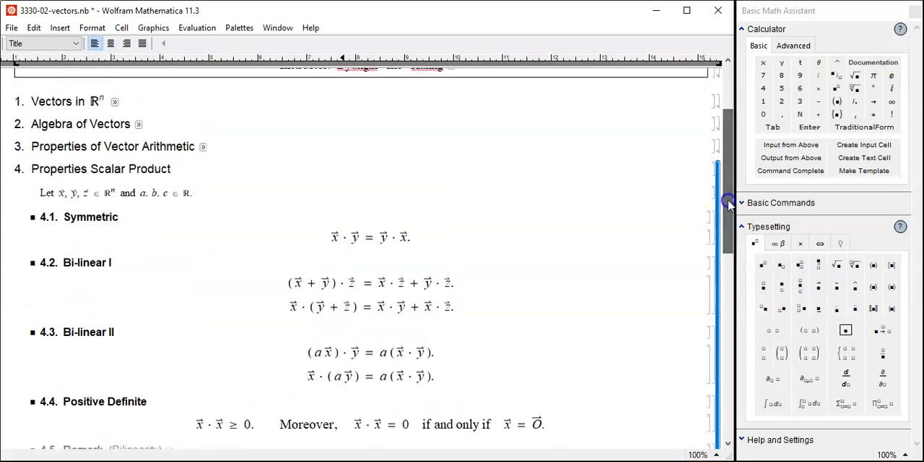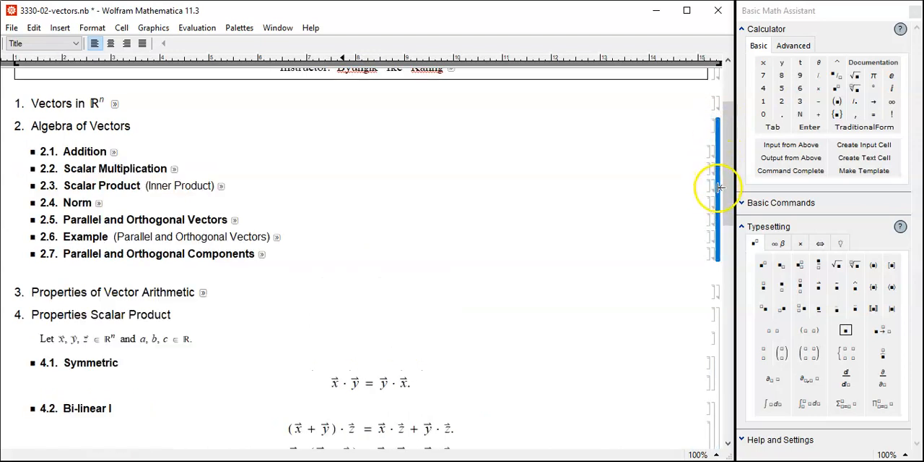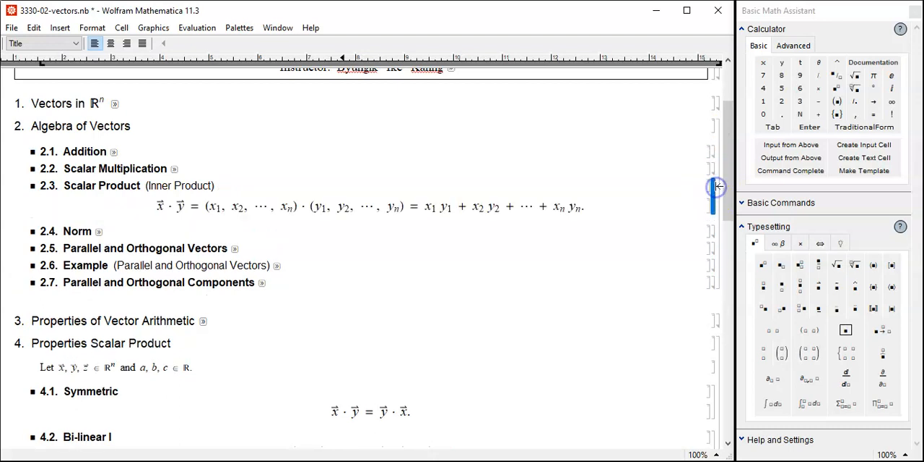What is the scalar product, by the way? We went through this in section 2. Multiply each component, x1, y1, x2, y2, x3, y3, and so on, and add them all up. The result is a scalar, a real number. Vector times vector is a scalar. That's scalar product. Let's copy and paste this thing down here.